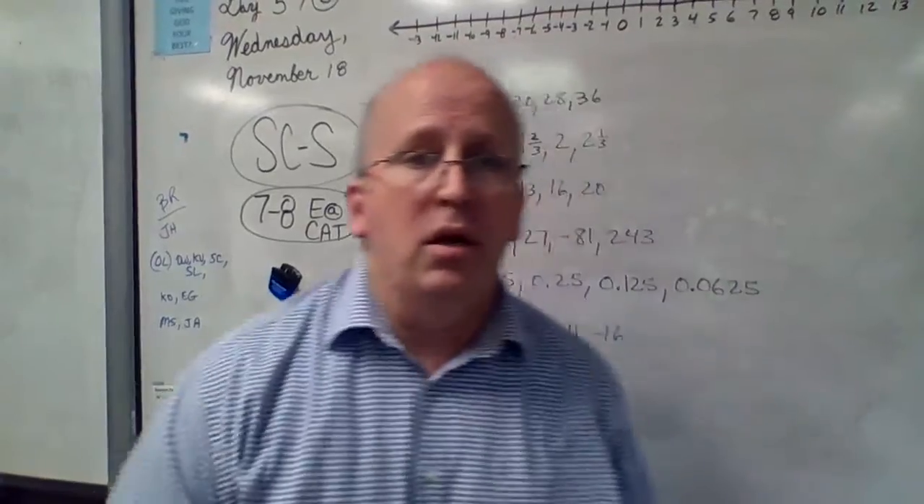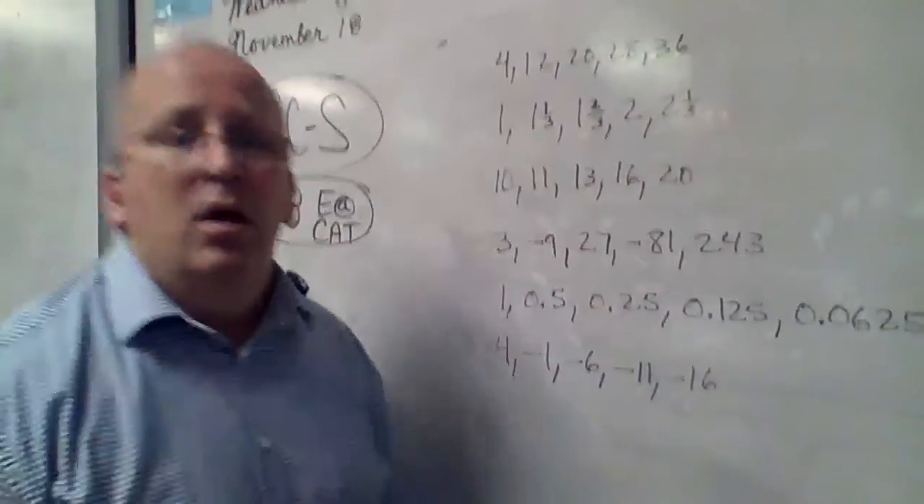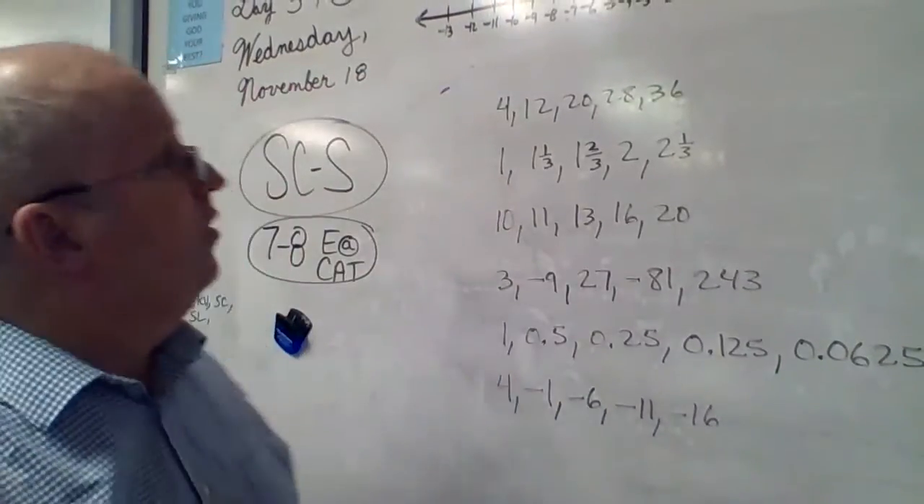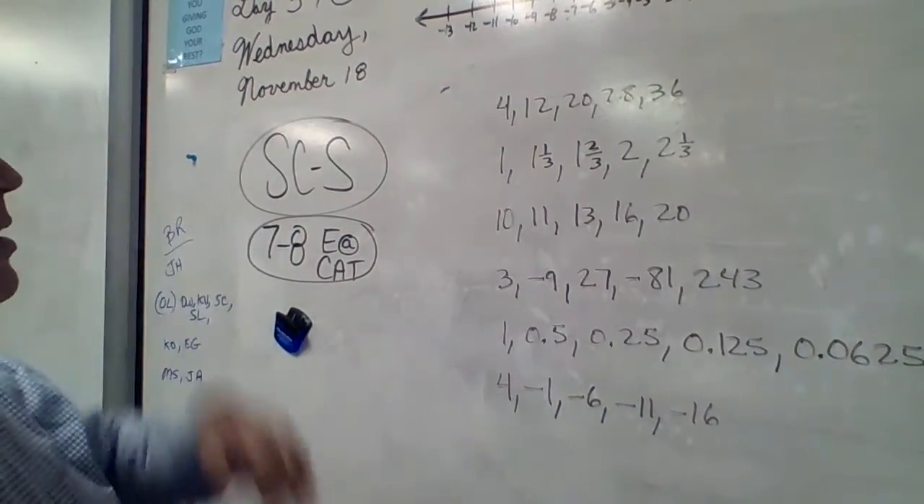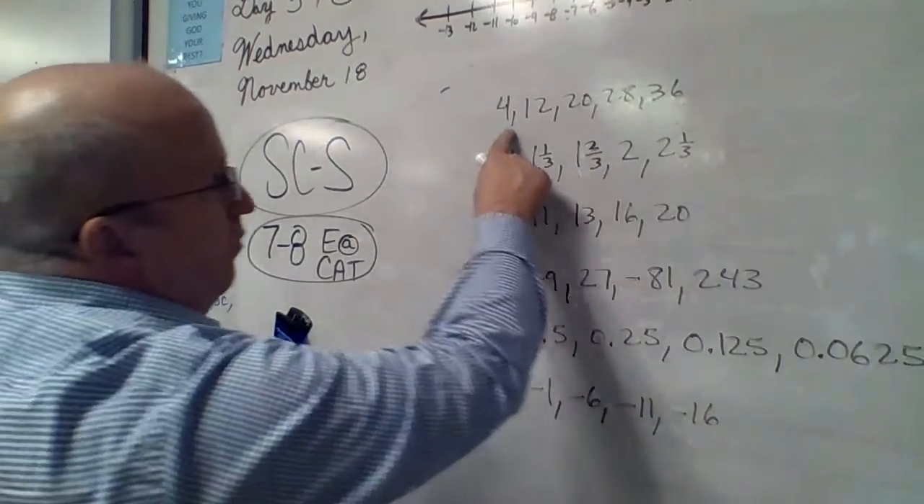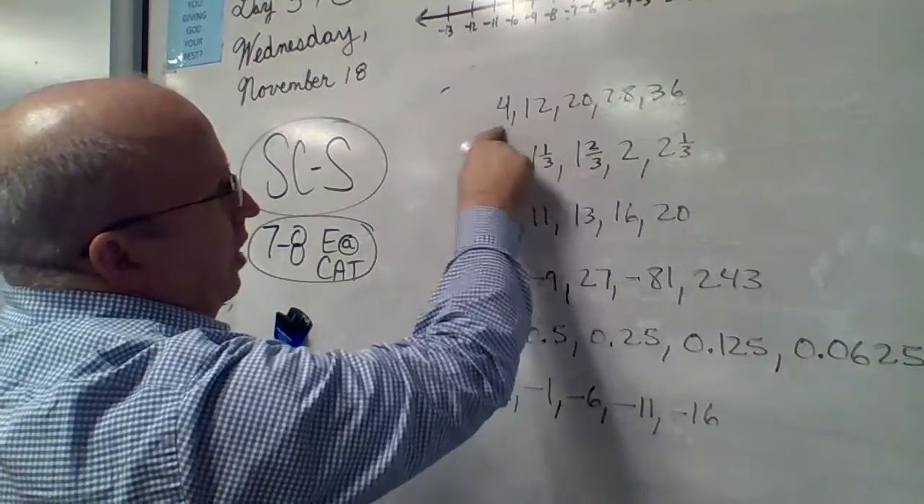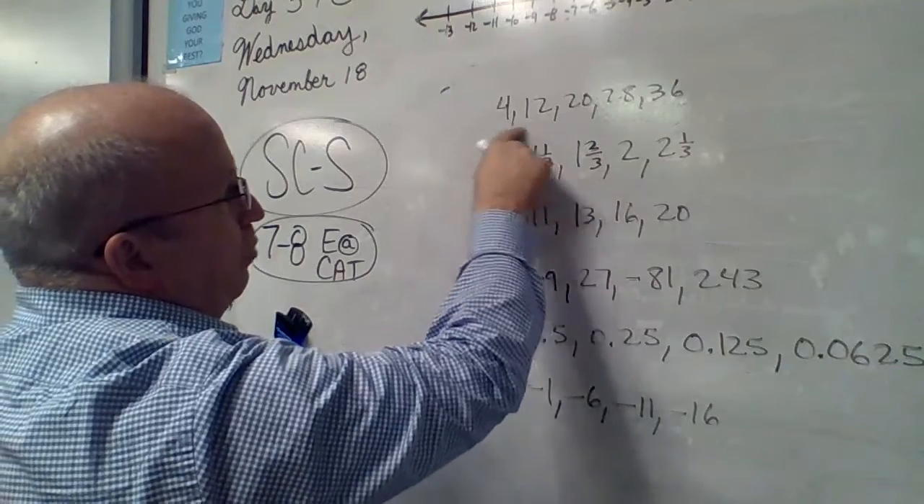So let's get into this. Let's take a look at some problems. A calculator will be helpful. Use a calculator on this. It'll save you some hassles. Let's look here. 4 to 12, that could be multiplying by 3, or it could be adding 8, I think, in my mind. Multiplying by 3 or adding 8.